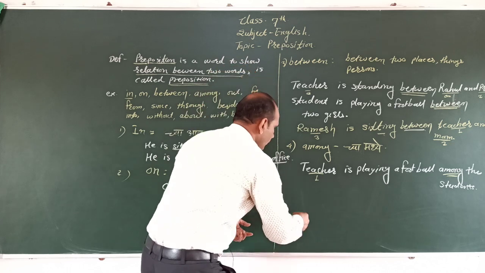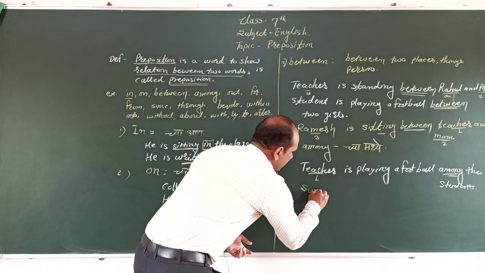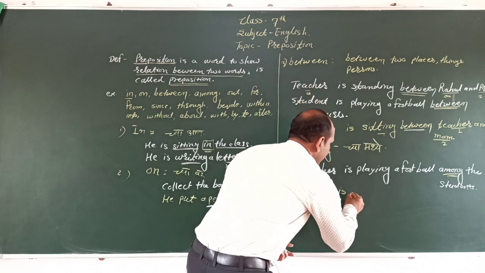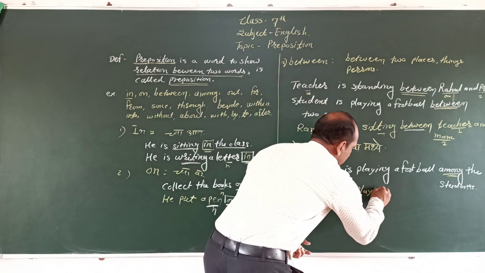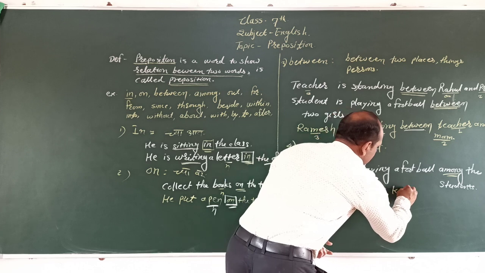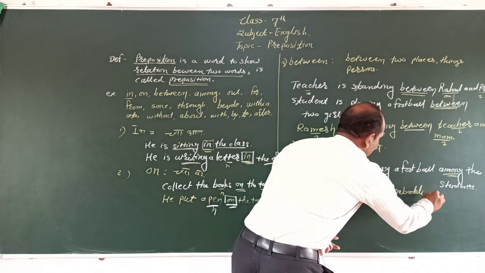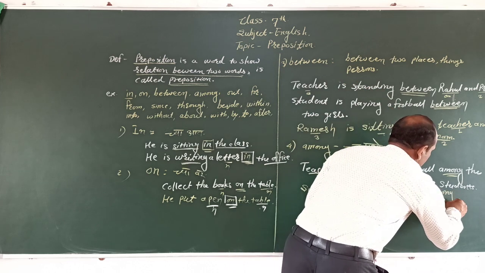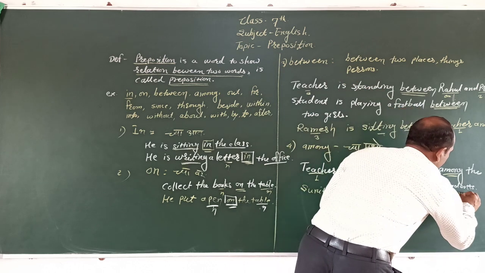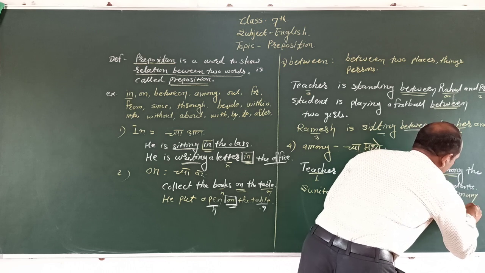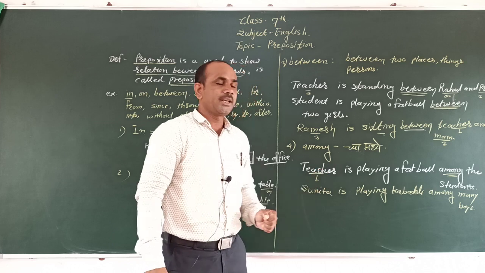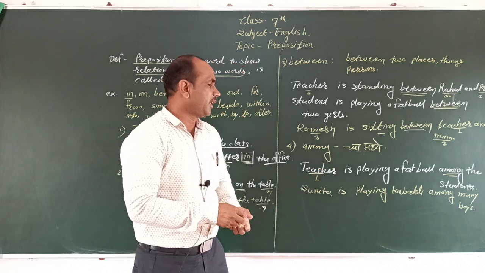Second, Sunita is playing kabaddi among many boys. For example, I have given: Sunita is playing kabaddi among many boys.